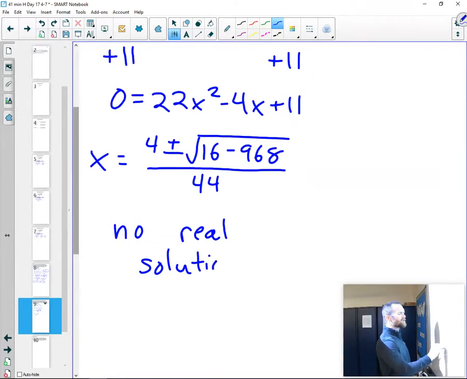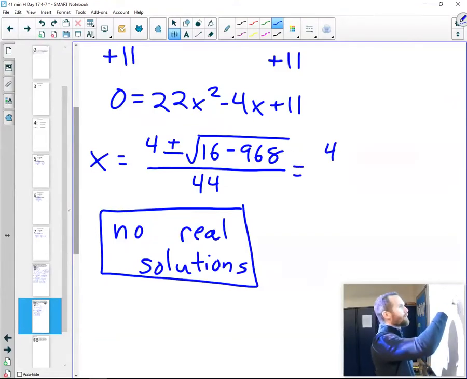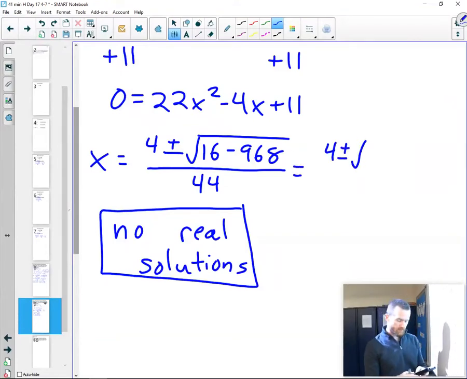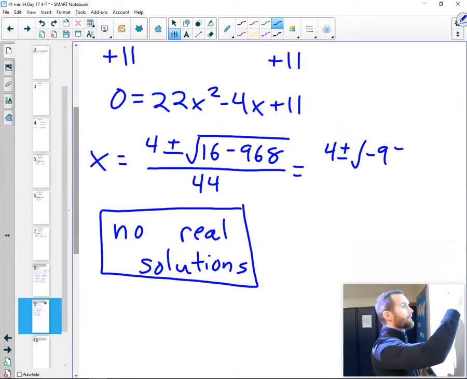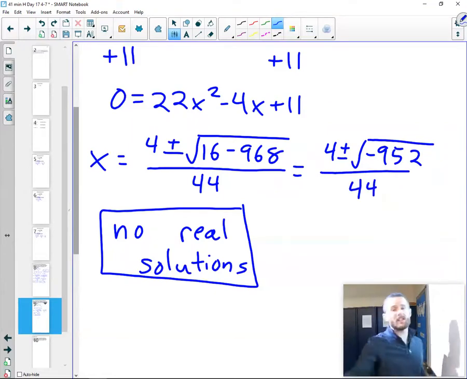But let's say a student didn't see that. Like, let's say someone's working on this problem and they don't see that. Well, what would happen? Well, we just keep on simplifying. So that'd be 4 plus or minus the square root of 16 minus 968. That's going to be negative 952, all divided by 44. And let's say the student still doesn't see the problem.